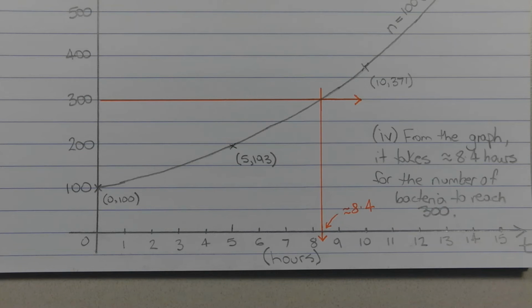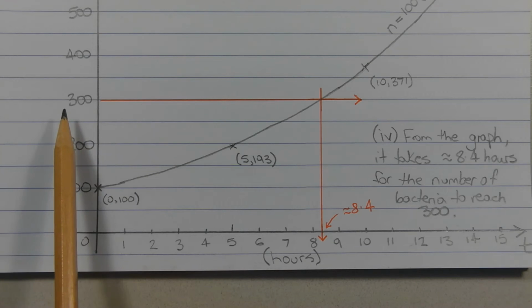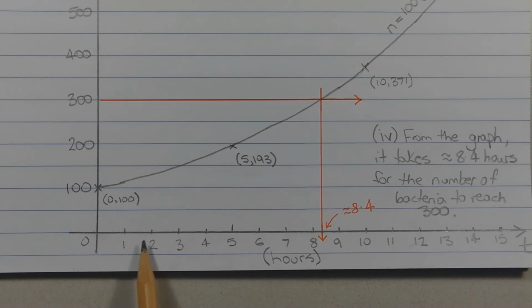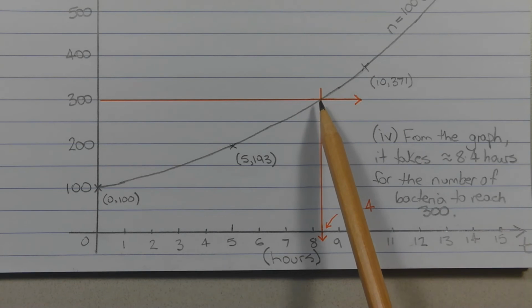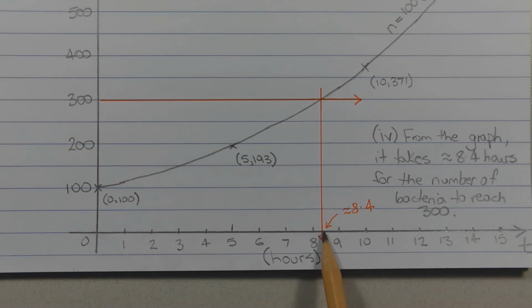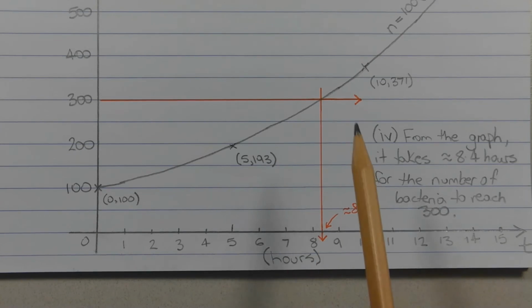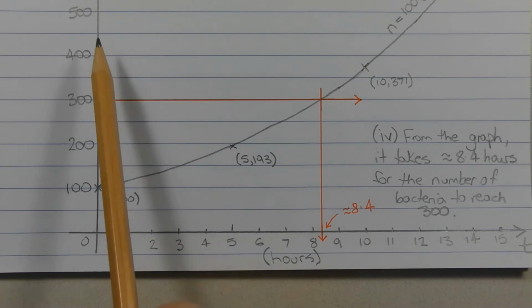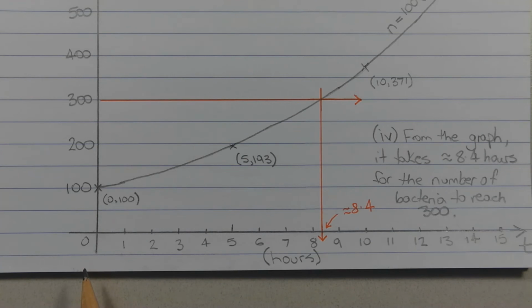This was the curve that was drawn in part 3. It's important that the horizontal line that's drawn is parallel to the x-axis. At the point of intersection, draw a vertical line downwards until it touches the x-axis, and it's important that this vertical line is parallel to the y-axis.